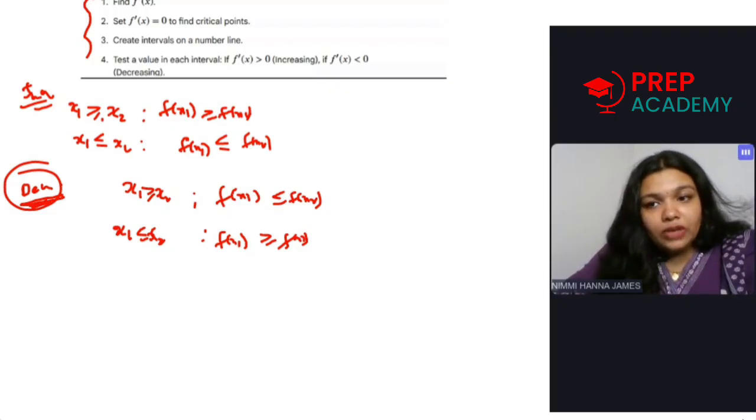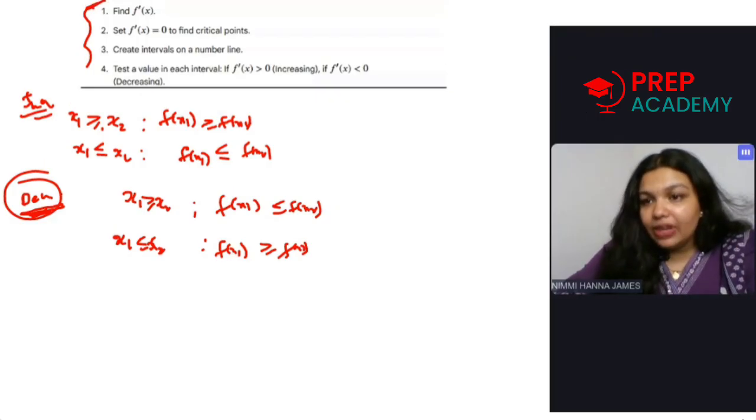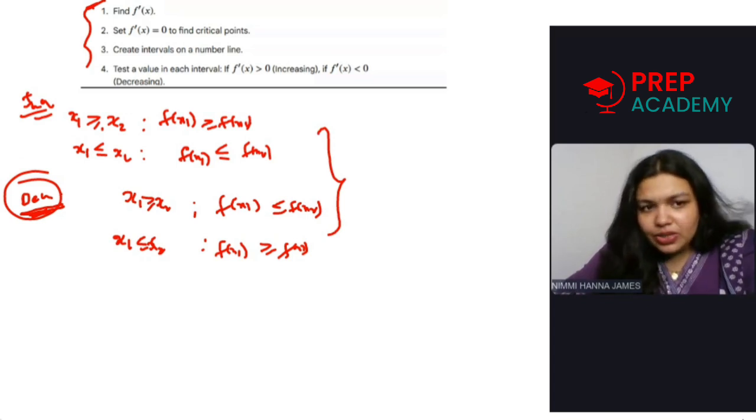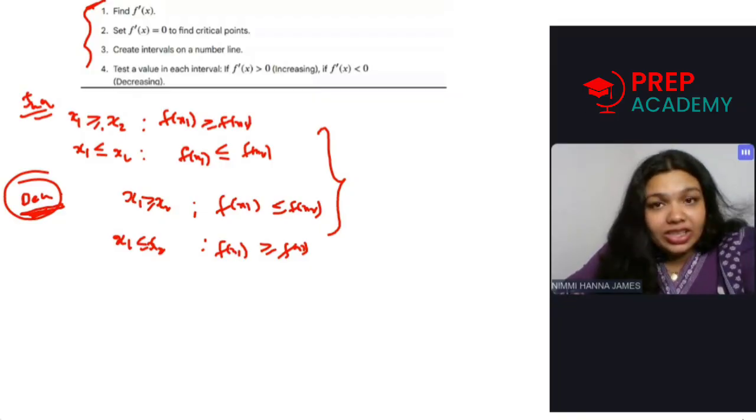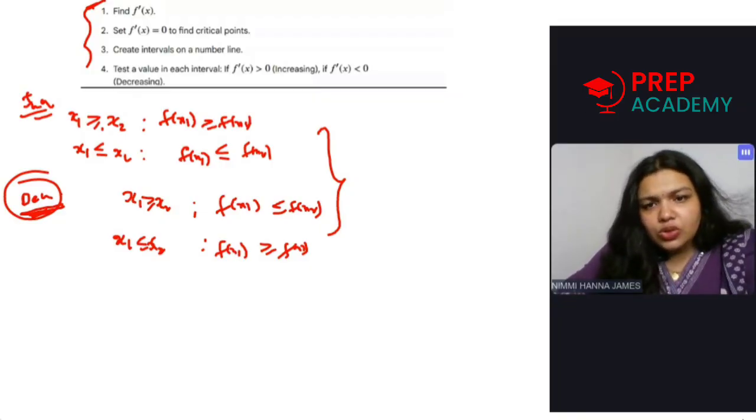But if we want to know whether a given function is decreasing or increasing, we want a working rule, because it is always hard to find it using these definitions. We would have to take all the greater values and it will be a mess. So we have a clear working rule to determine the interval where it is increasing or decreasing. So let's just do this.